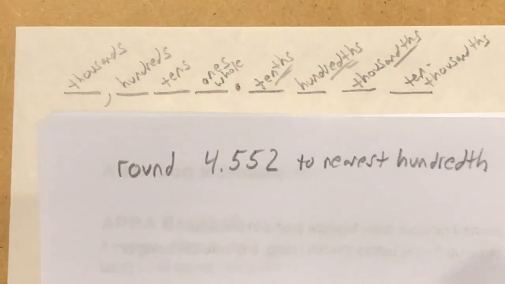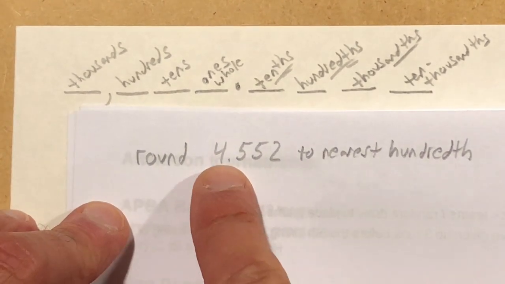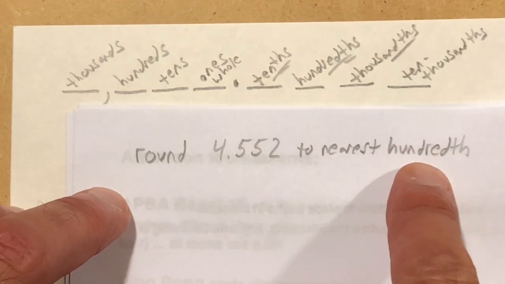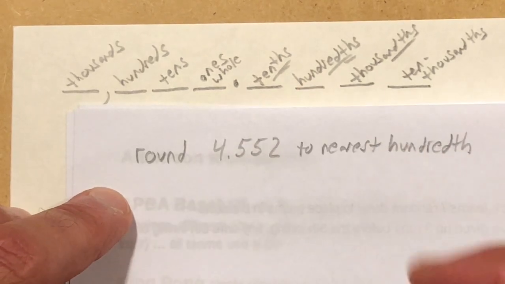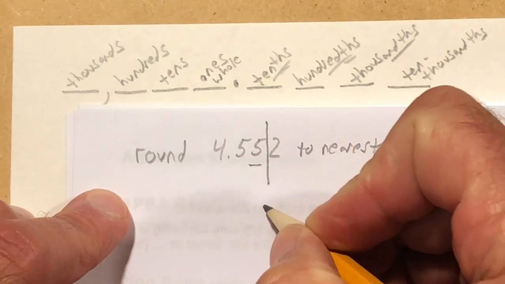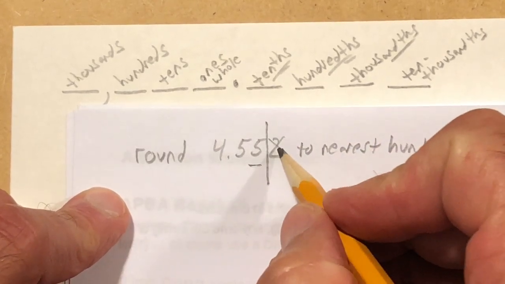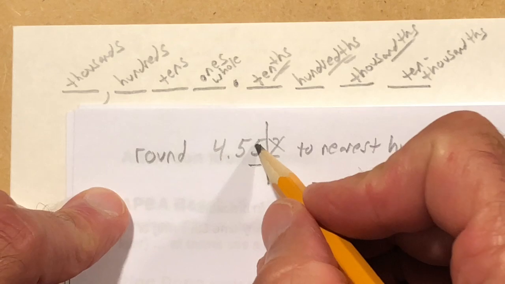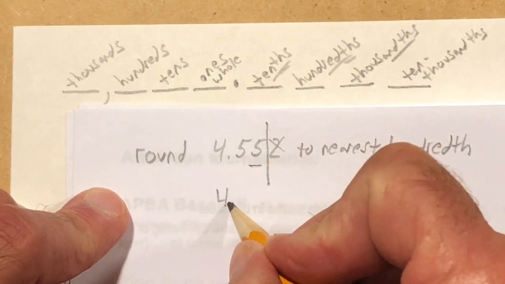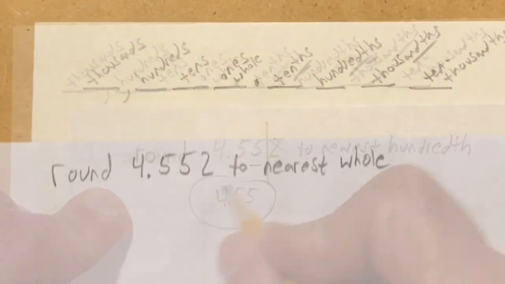Let's take a look at some examples of how to round off. Let's say you want to round off 4.552 to the nearest hundredths. So find the hundredths place, which is the second decimal place, underline it. You're going to cut the digits off to the right, and anything that's 5 or above would make this one go up, but it's not a 5 or above. So your final answer will be 4 and 55 hundredths.